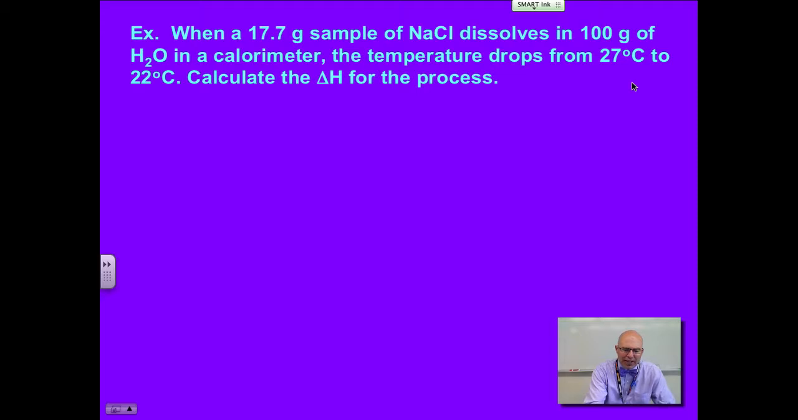So notice I have a sample of sodium chloride dissolved in, and so basically let me think about this. We've got 100 grams of water. Okay, this is my water right here. And I'm going to put NaCl into that water. Now we can call this a calorimeter. Notice it's dropping from 27 to 22, so it's going in that negative 5 degrees Celsius direction. Let me just rewrite that here. Change in temperature is negative 5 degrees Celsius. So this is an endothermic reaction, endothermic because it's getting colder.